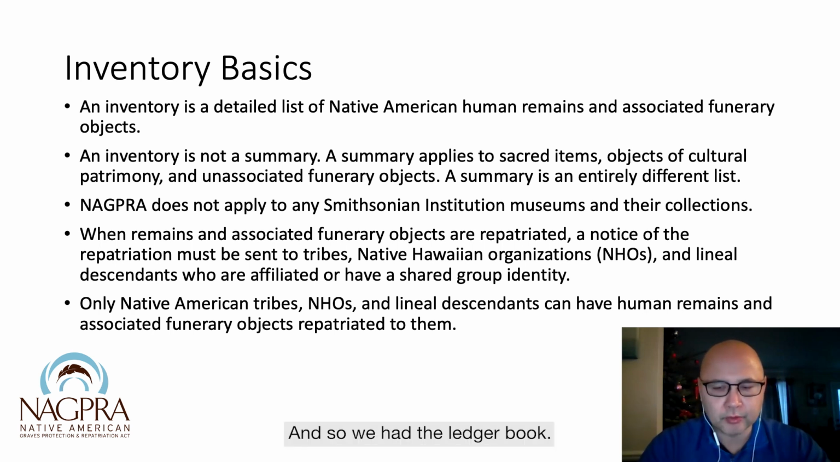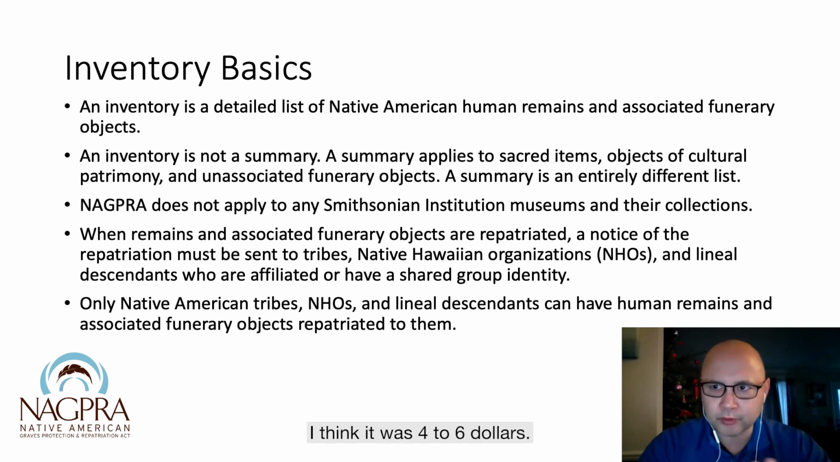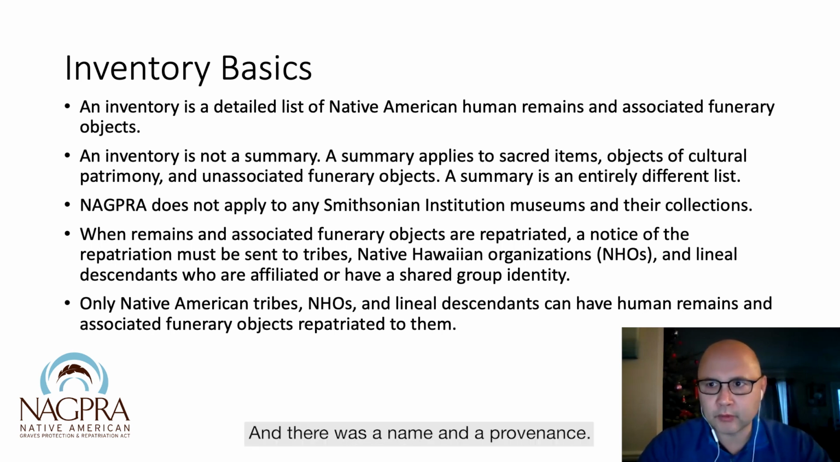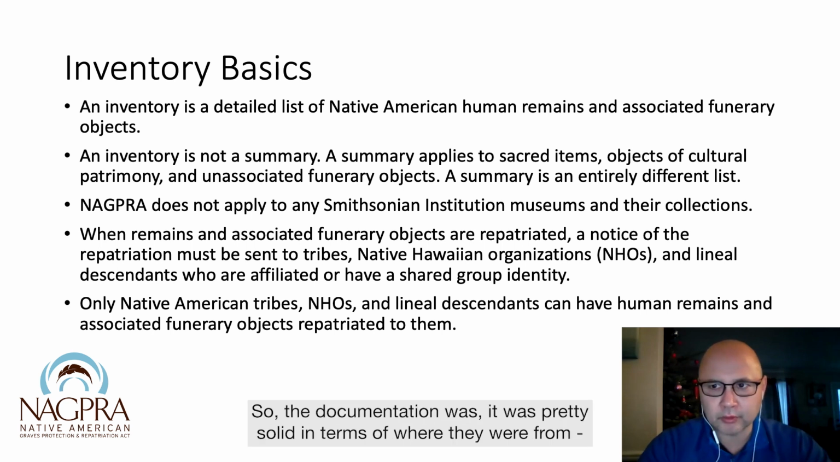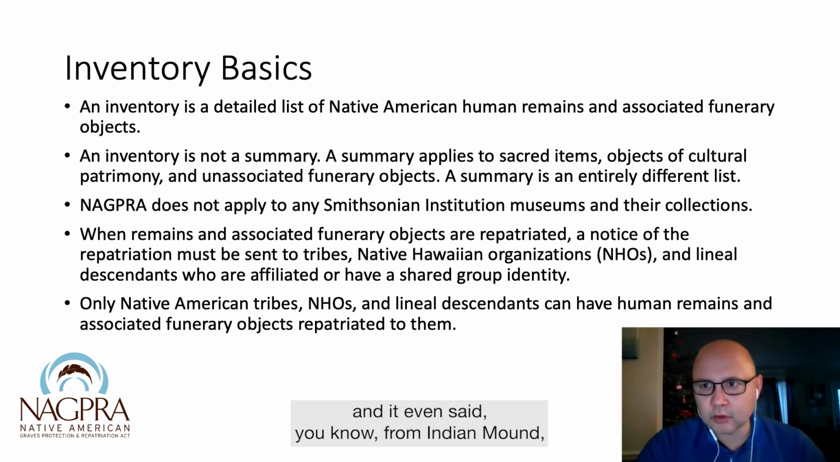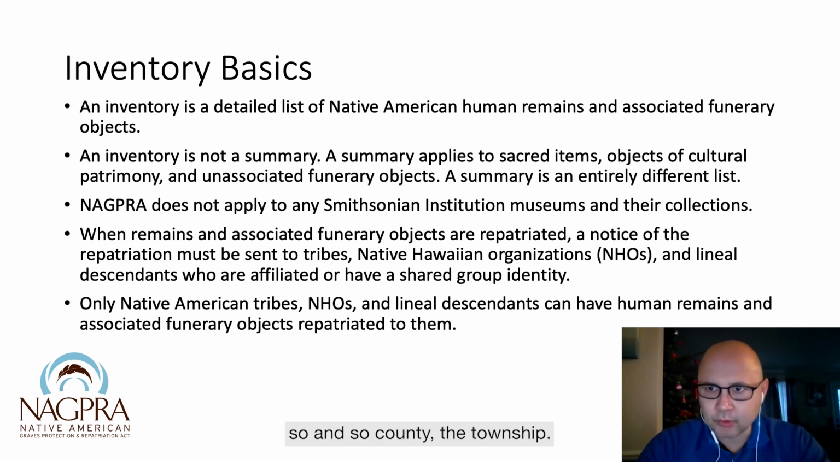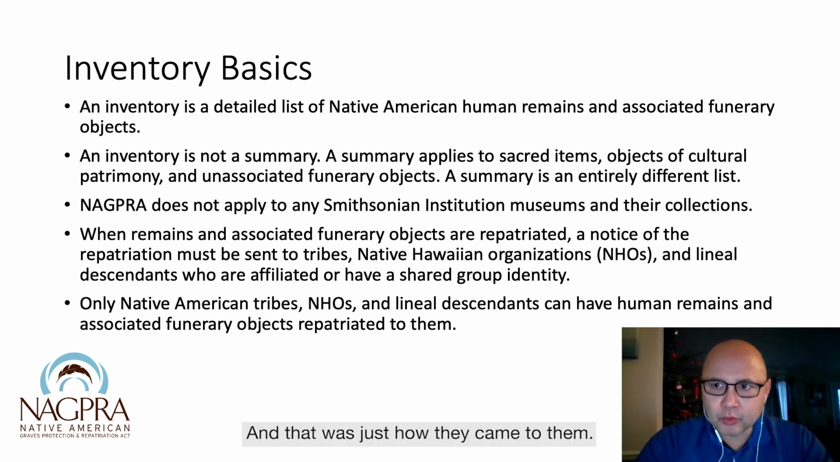And so we had the ledger book. It was all written out of what they paid for the individual. I think it was $4 to $6. And that there was a name and a provenience. So the documentation was pretty solid in terms of where they were from, county, even a township. So we knew exactly where they were from. And they even said, from Indian Mound, so-and-so county, township. And that was just how they came to them. And so we got them back.